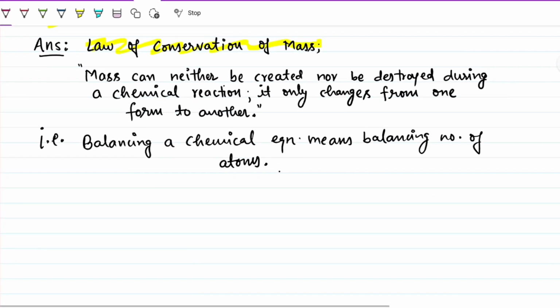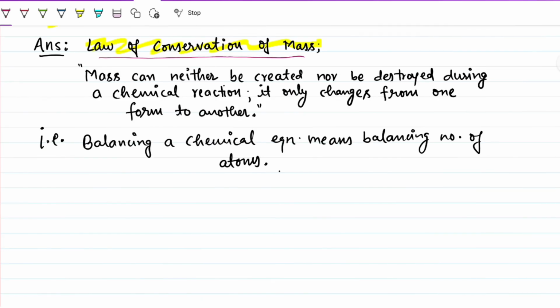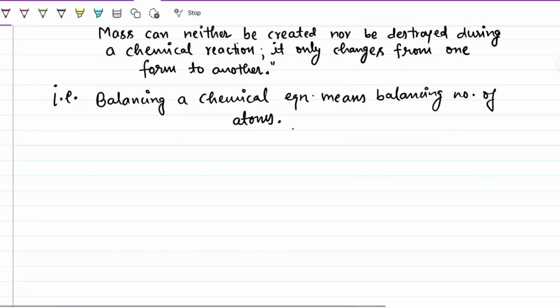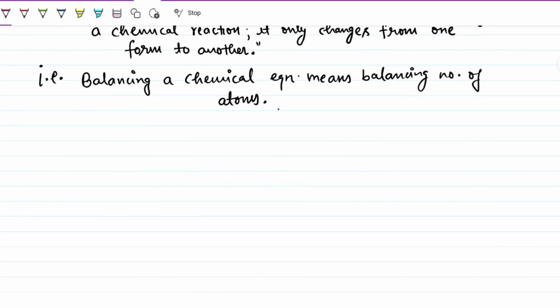In class 9 we have read about the law of conservation of mass. It says that mass can neither be created nor be destroyed. It only changes from one form to another. It means whatever is the mass of reactant is always going to be equal to the mass of the product. So this is called the law of conservation of mass, and we will prove this by balancing a chemical equation.